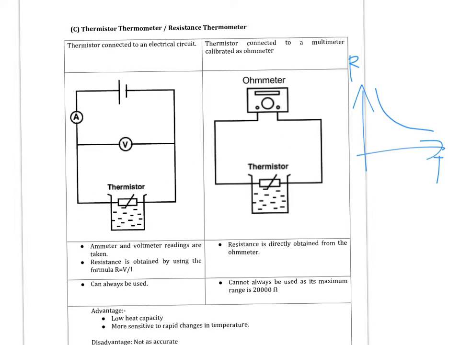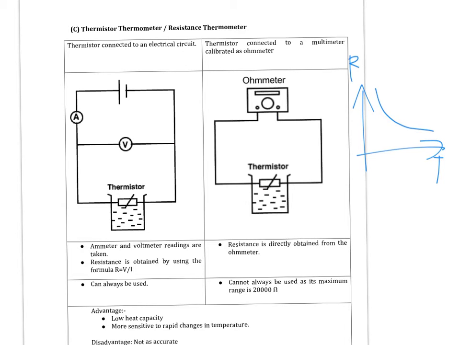All right. So what are the advantages of this thermometer? This thermometer has one of the lowest heat capacities. If you have ever seen a thermistor before, you can see that it can be even smaller than a resistor. So it is very small, so it has very low heat capacity. Thermometers that have low heat capacity can be used to measure smaller objects.